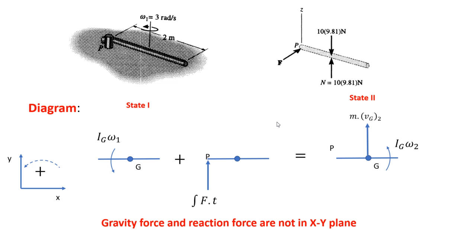So the momentum after this case is going to be rotating around the point P, which can either be IP omega 2, or it can simply be equal to the mass multiplied by the velocity of G in state number 2, plus IG omega 2. Both scenarios will give us the same answer.